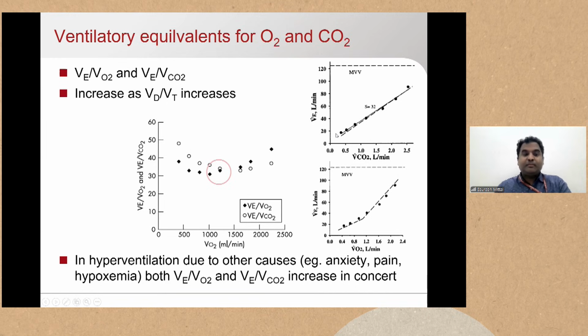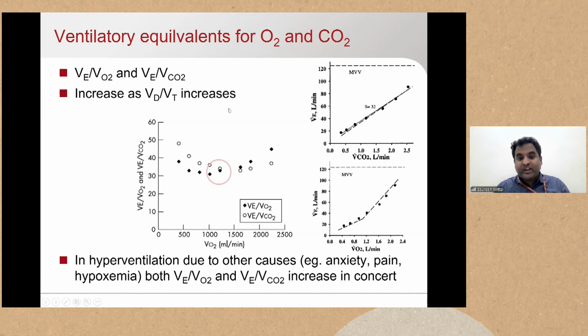So VE is minute ventilation. We have two values here, VE by VO2 and VE by VCO2. That means minute ventilation divided by oxygen consumption, and minute ventilation divided by CO2 output. These are called the ventilatory equivalents. The graph shown in the center of the screen shows that as the VO2 increases, these equivalents tend to go down initially, because minute ventilation does not increase proportionally to the oxygen or CO2 use.